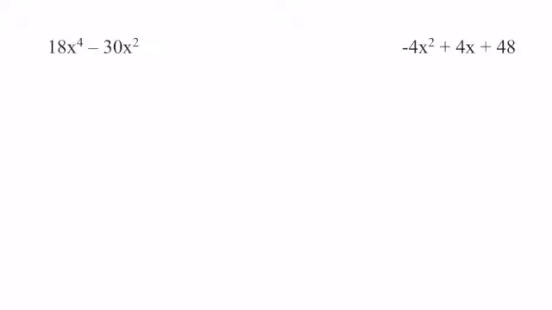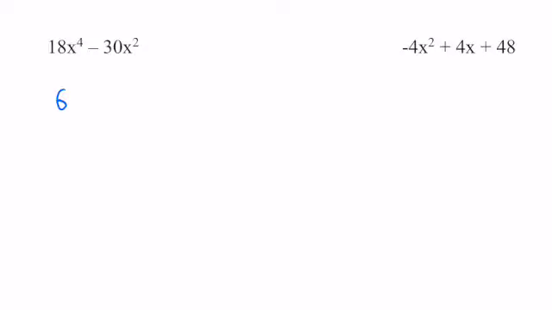The first thing you will always want to do, if possible, when factoring, is to factor out the greatest common factor. In the case of 18x to the fourth minus 30x squared, if we first think of 18 and 30, the largest number that is a factor of both of those terms is 6.